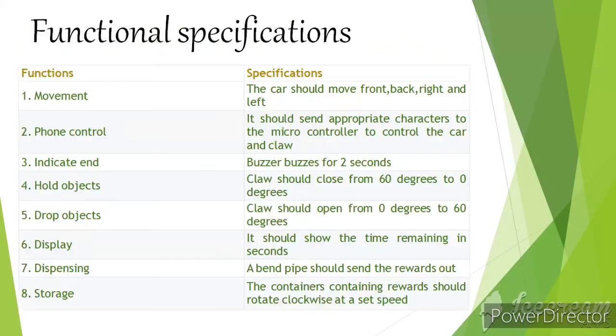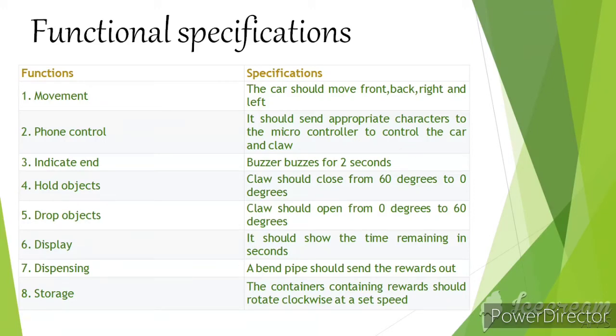Then function specification. Movement, the car should move forward, backward and right and left. Controls, phone control, it should send appropriate character to the microcontroller to control the car and the claw. Indicator, buzzer should buzz for 2 seconds.